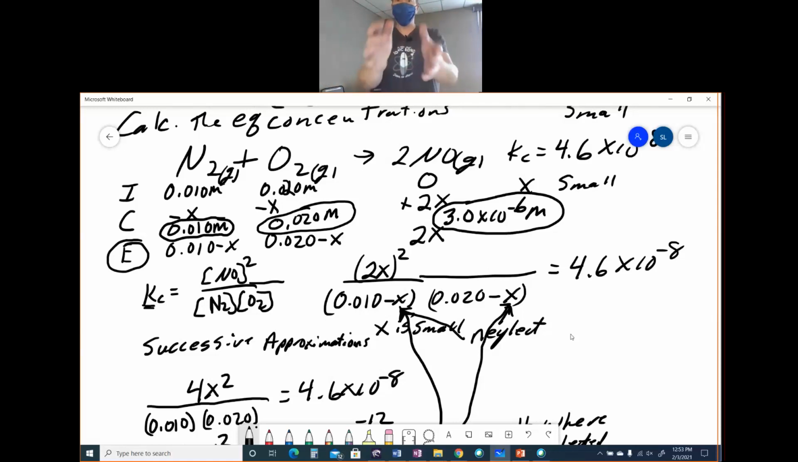But NO cannot be 0. It's going to be a small number, 3.0 times 10 to the minus 6. That is a small number, but it cannot be 0. When you are at equilibrium, there are no 0 concentrations. There are very small concentrations, but not 0 concentrations.